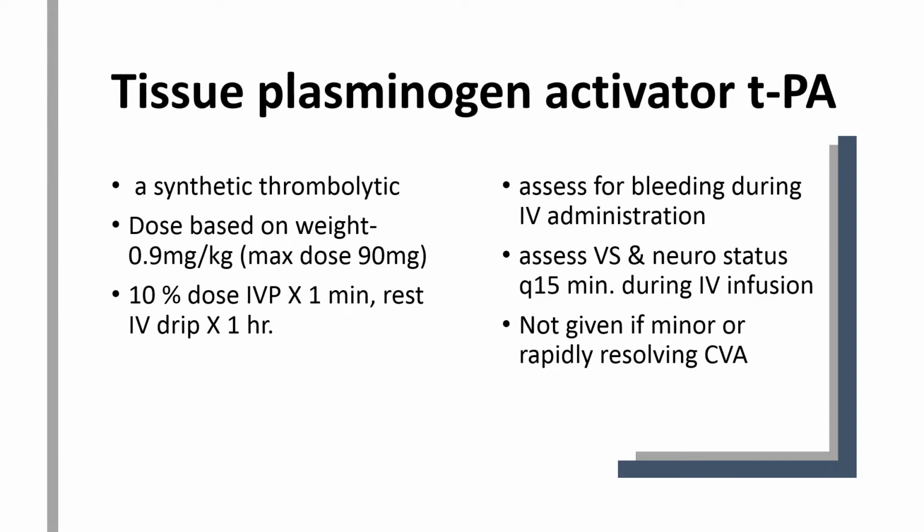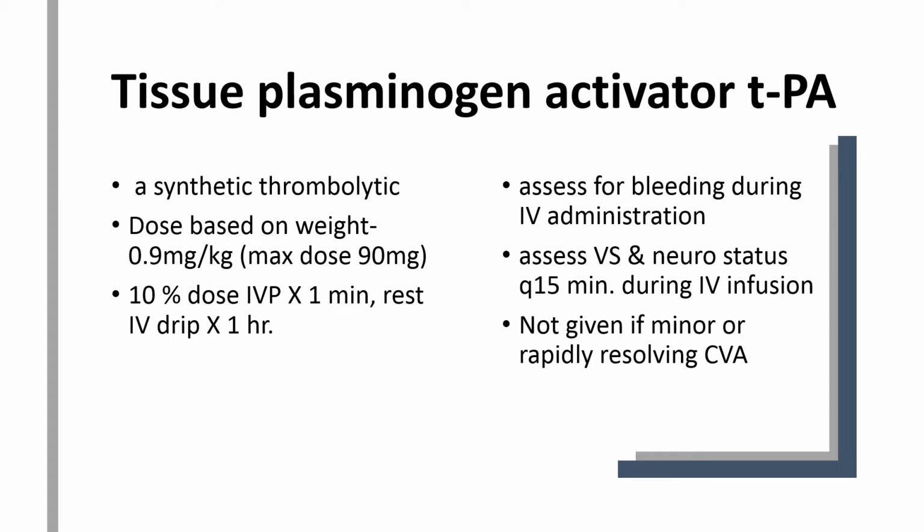TPA is administered in the ED or ICU only due to the need for close monitoring. We place 2 peripheral IVs. One is for the TPA because it has to go through a dedicated line, and the other one is in case we need to give the client anything else. The total dose is weight-based with a maximum dose of 90 milligrams. 10% of the dose is given IV push over 1 minute by a provider or advanced practitioner. The rest of the dose is given via an IV pump over 1 hour.